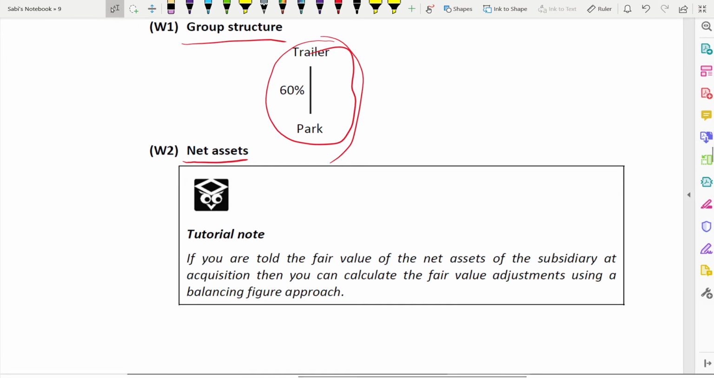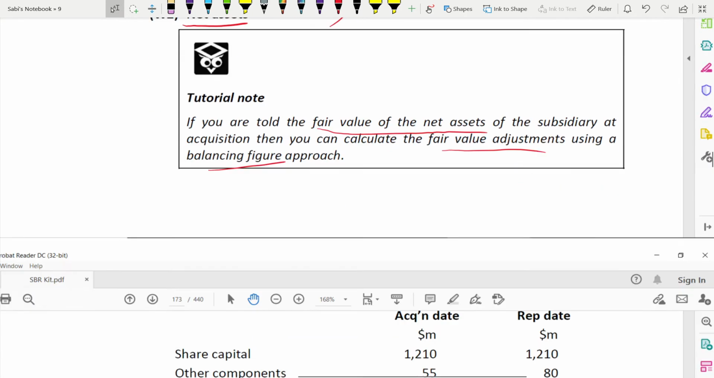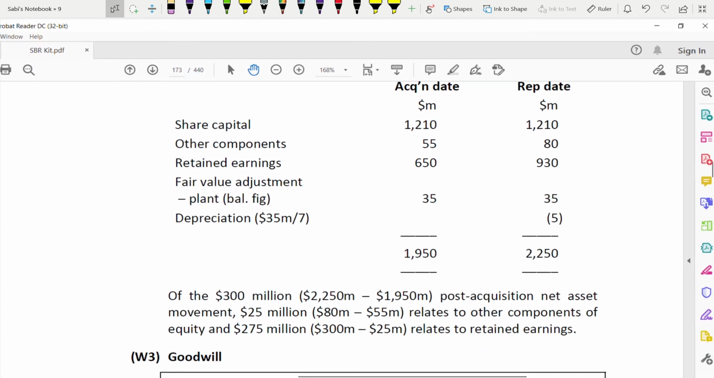Now, if you are told about the fair value of the net assets of the subsidiary at acquisition, then you can calculate the fair value adjustments using a balancing figure approach. You have been told what is the fair value of the net assets of the subsidiary at the acquisition, right? So you can calculate. The balancing figure will be your fair value adjustment for net assets.